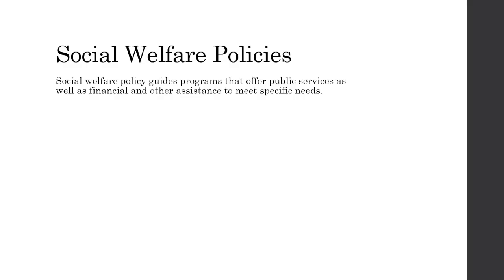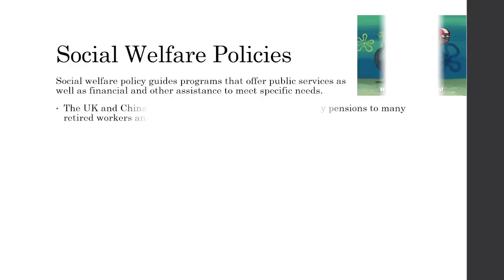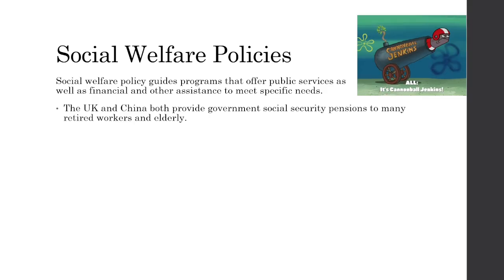A social welfare policy guides programs that offer public services, as well as financial and other assistance to meet specific needs. So the UK and China both provide government social security pensions to many retired workers and elderly. Teachers in most states, if not all states, receive a pension after a certain period of employment. This is provided by the government because the government controls public education. People in the military, officers, receive pensions. Again, public funding.